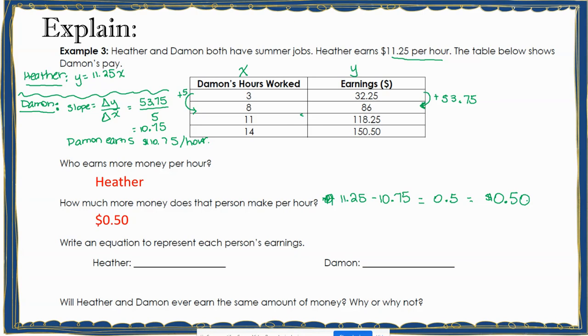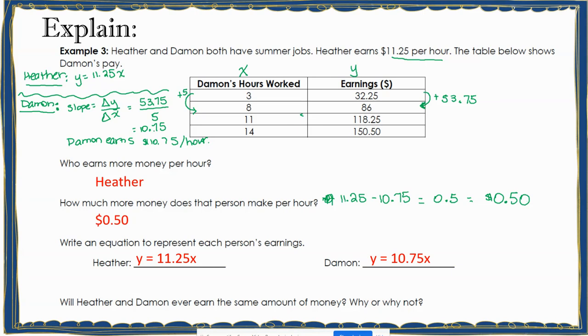Now, an equation that represents each of these, we knew that Heather's equation was y equals 11.25x. And since Damon earns $10.75 per hour, his equation is y equals 10.75x. Now, our last question here, we've got to pay attention to. It says, will Heather and Damon ever earn the same amount of money? Why or why not?